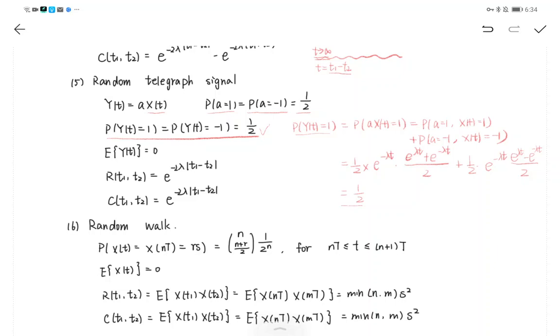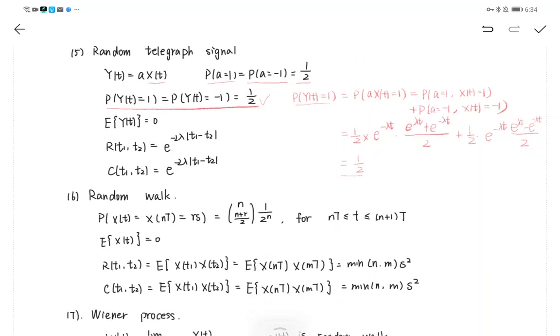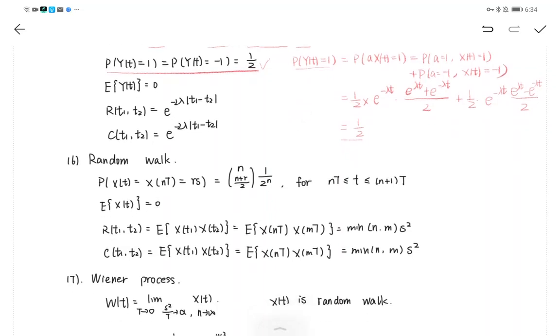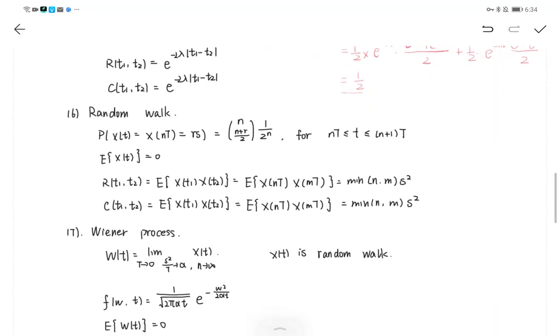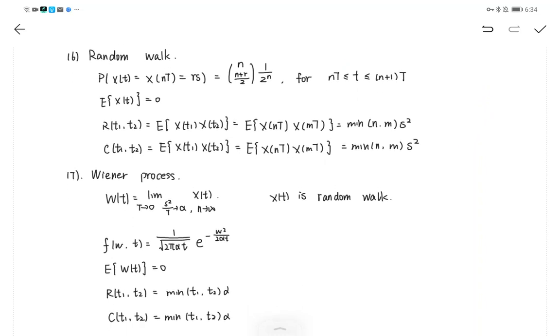And the expectation equals 0, and the autocorrelation equals e to the power minus 2 lambda times the absolute value of t1 minus t2. And the autocovariance is equal to the autocorrelation function. And number 6, we talk about a random walk.